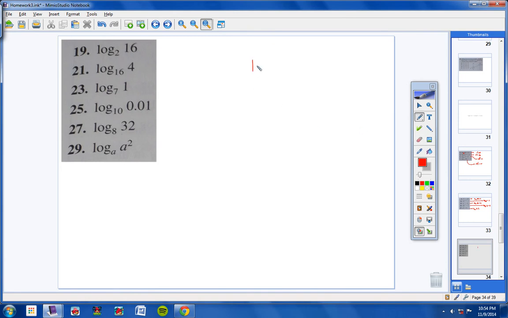27. Log base 8 of 32 equals x. So next I would have 8 to the x power equals 32. Now, there's no way I can write both sides with the base of 8 or with the base of 32. However, I can write both sides with a base of 2. This 8 right here would be 2 to the 3rd power, and this 32 here would be 2 to the 5th power.